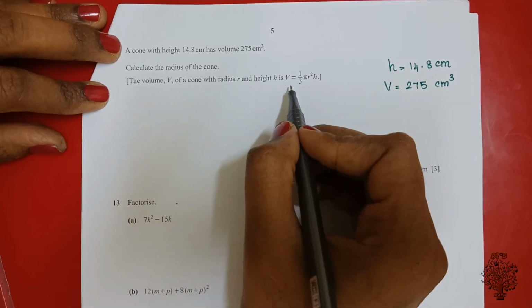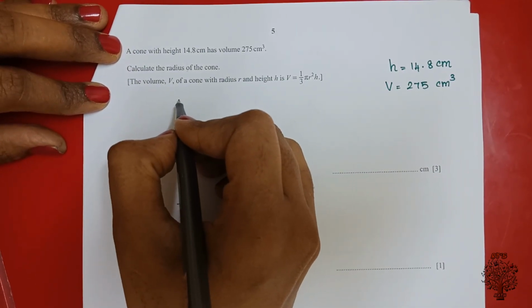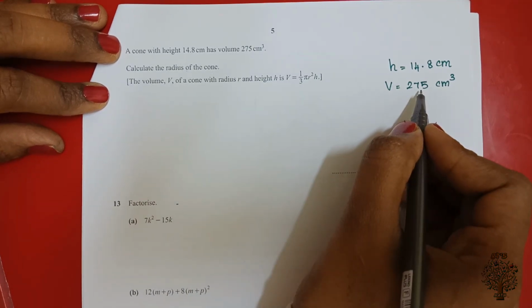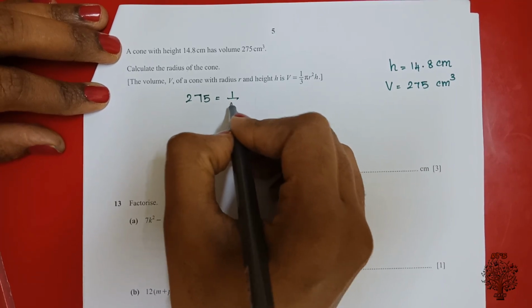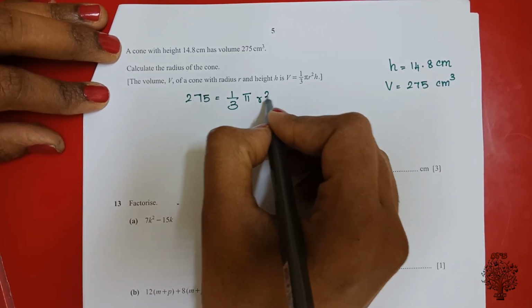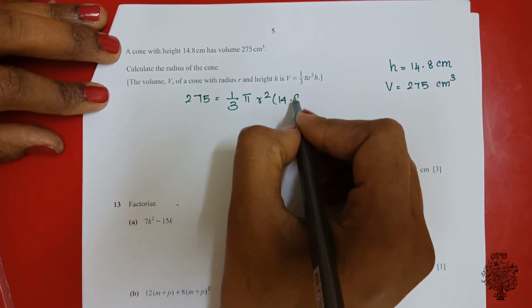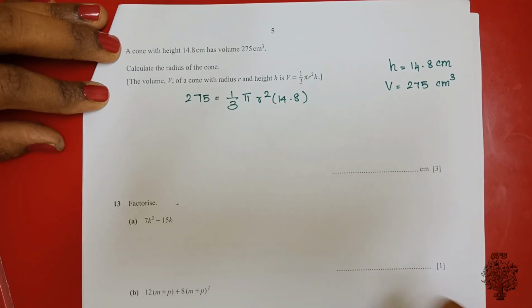Okay, they have given the formula of volume. Simple. In the formula you are going to substitute, in the place of volume you substitute 275 equal to 1 by 3 pi. They asked us to find the radius, so let it be r square. Height is equal to 14.8, both are in centimeters, no problem. You don't want to convert anything.